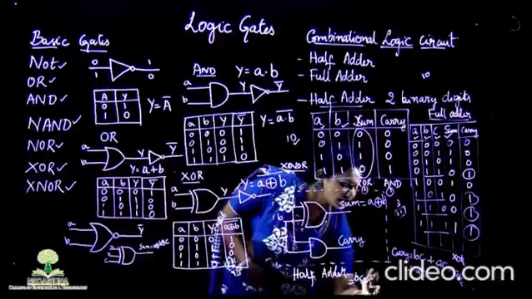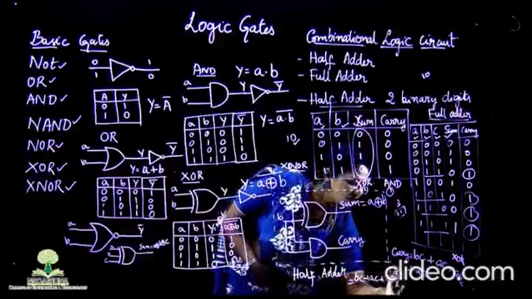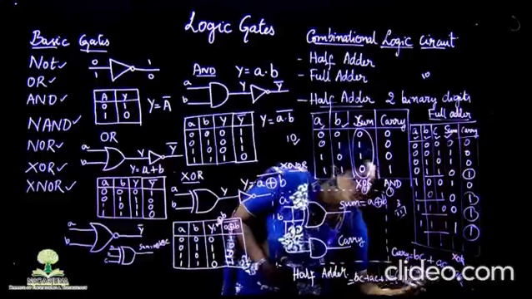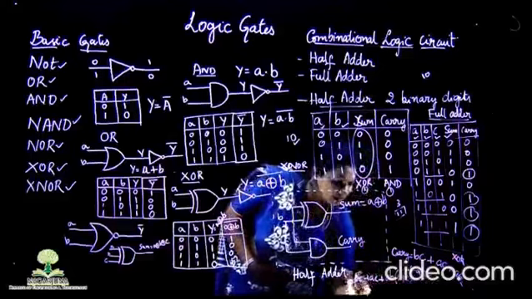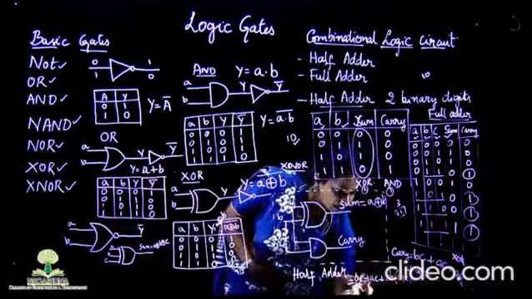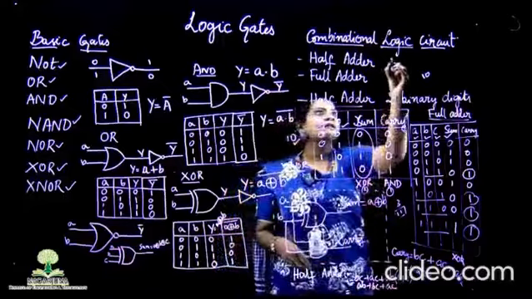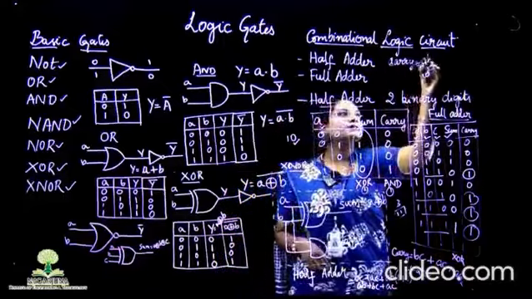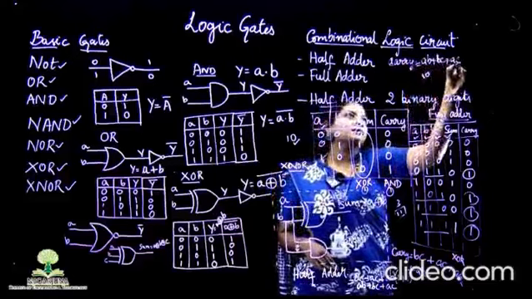BC plus AC plus, we can take out AB as common and keep 1 plus C. 1 plus C is nothing but 1. Hence, the equation can be simplified and written as AB plus BC plus AC. That is, the carry equation is AB plus BC plus AC.